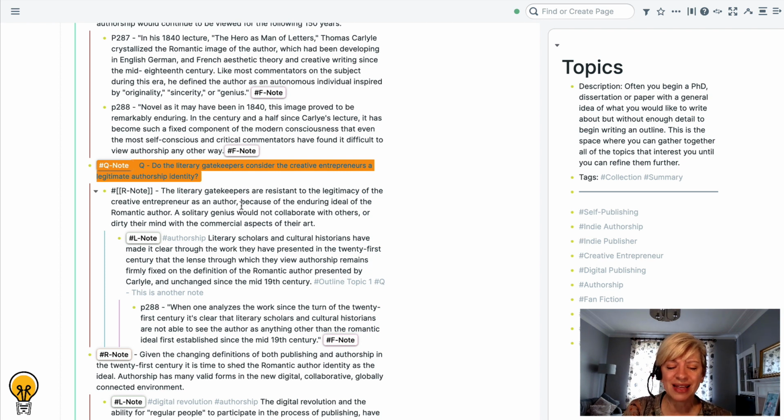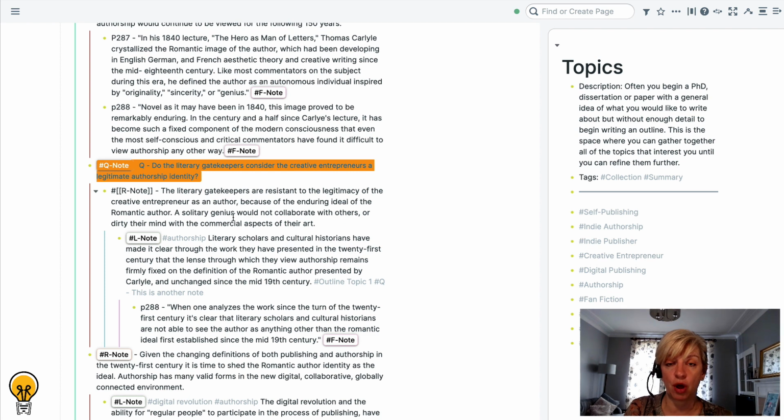However, I would never make this idea into a page and have that be a fixed statement of my belief, because you can't get a fixed statement of belief from a single sentence in a single source. Academically, you have to support that through several other sources, and maybe even find sources that contest that idea as well. So I have moved it into a question note, and I've prefaced it with a Q note tag, and I have asked the question, do the literary gatekeepers consider the creative entrepreneurs a legitimate authorship identity? I want to know that, and I want to research that.